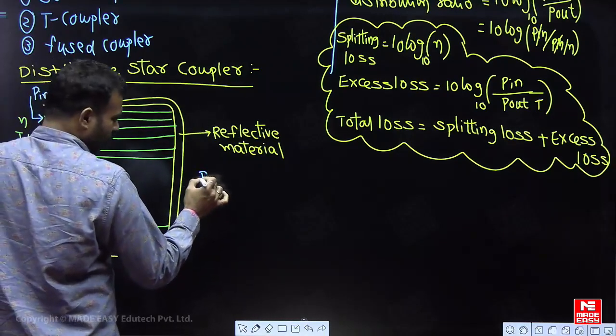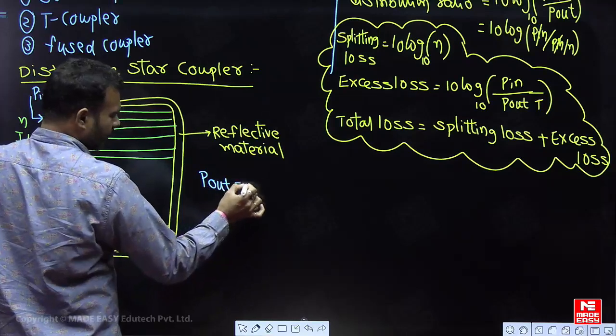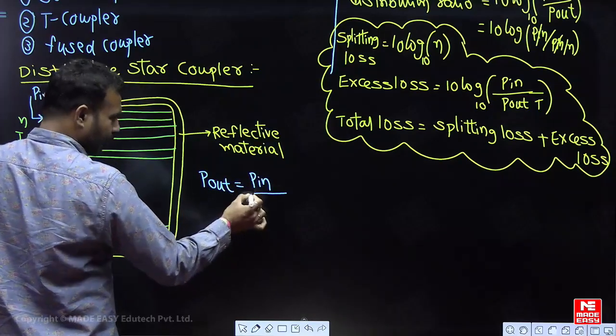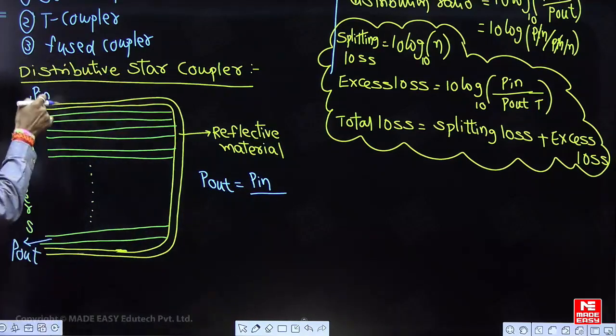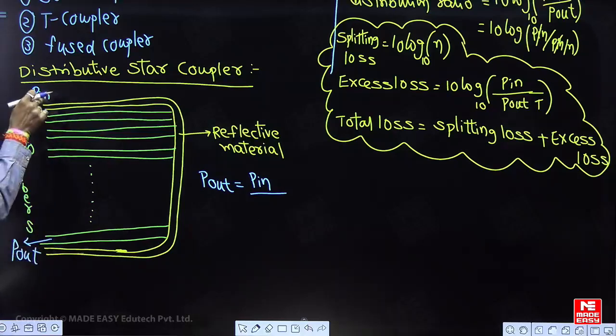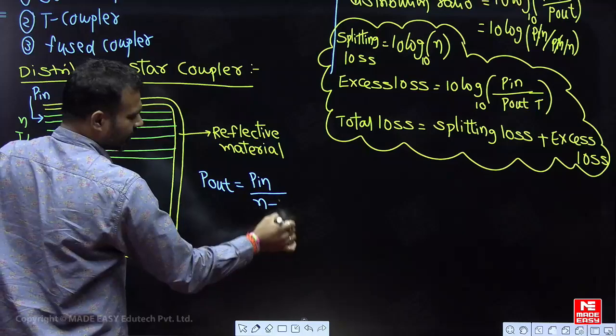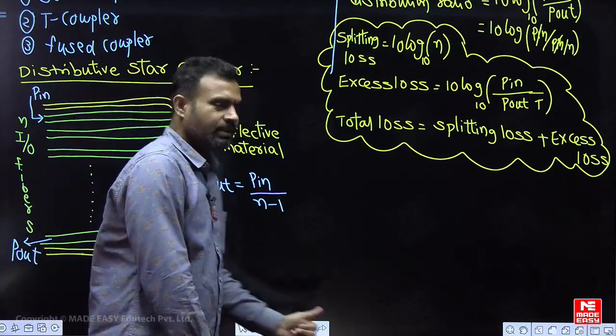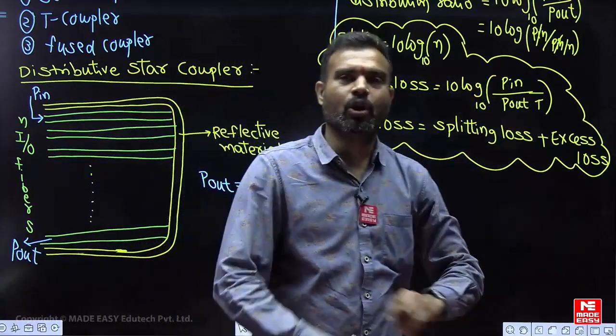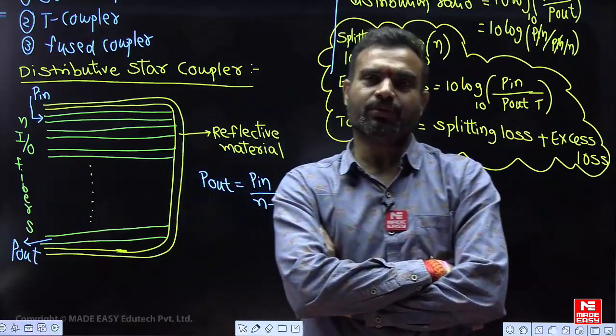Can you please explain what is your P out? P out is equal to P in upon the number of ports N, out of which one port is used for input, and all the remaining are for outputs. So outputs is N minus 1. This is not the case in your so-called transmissive type of star coupler.